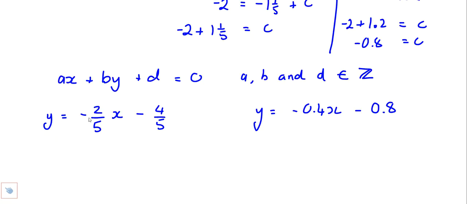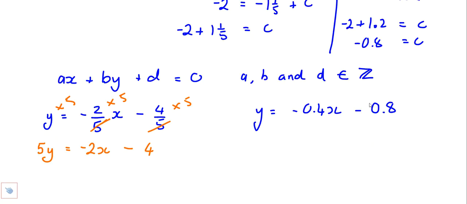Now, I would say when you look at fractions, the easiest thing to do, if it's 2 over 5, 4 over 5, I multiply the whole thing by 5. Gets rid of the 5s. So then I have 5y equals minus 2x, because you get rid of the 5, leave just the minus 2x, and you have minus 4.